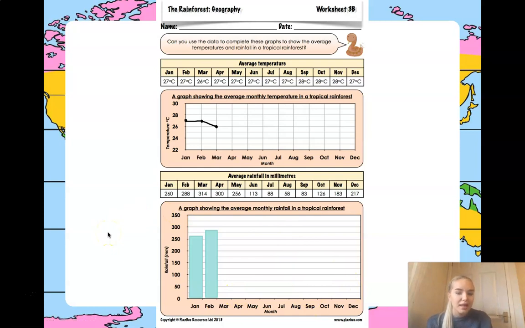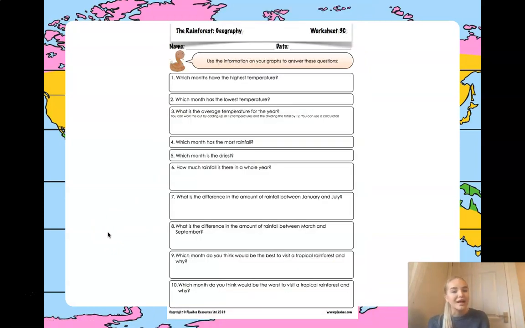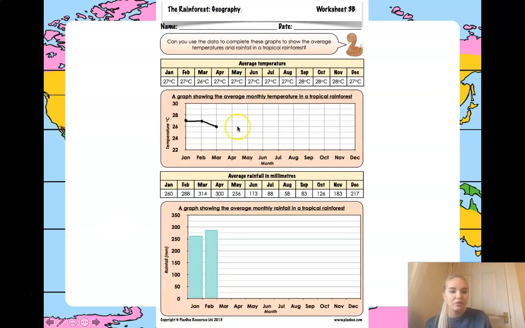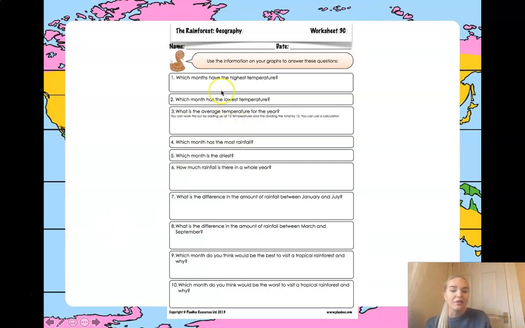Now, when you've completed these 2 graphs, there are a set of questions. So just like we discussed in our lesson, you're going to be thinking which months have the highest temperature. So that's where you need to look back at your temperature graph and think which months have the highest and which months have the lowest. You're then thinking, what is the average temperature for the year? And there's a little note here. You can work this out by adding up all 12 temperatures.